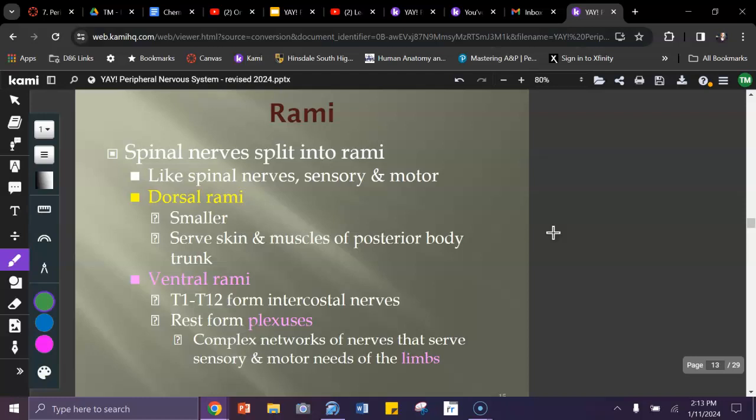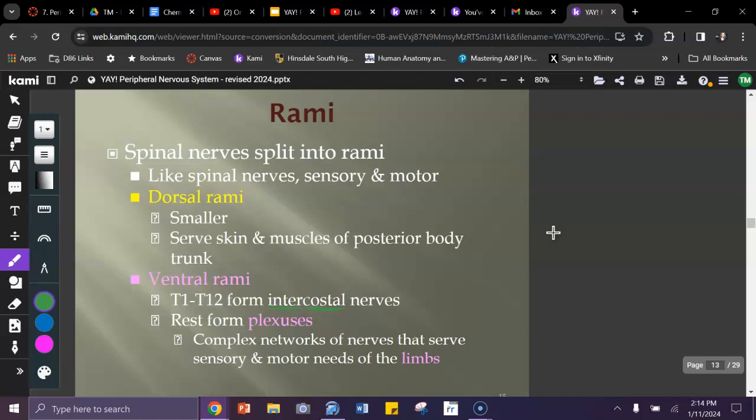So inter means between, and costal is going to refer to the ribs. And so these are nerves that innervate the muscles in between the ribs. And when those muscles are stimulated, they contract and they're going to increase the volume of the thoracic cage, thereby allowing us to breathe. And we'll talk more about the mechanism of breathing when we get to our respiratory system.